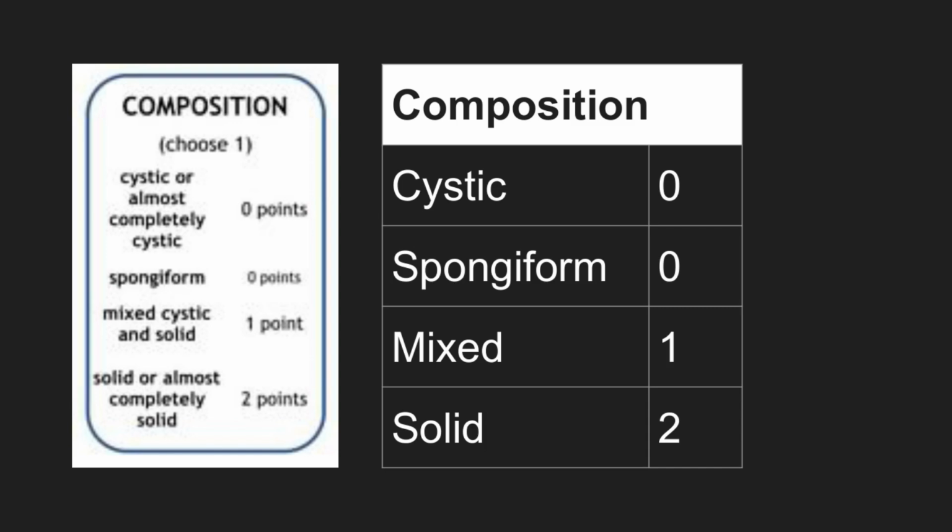In the TI-RAD system, the first seismic feature is composition, or cystic. We laymen can just make it binary and remember simply cystic or solid. The key is, the more solid, the more malignant. Here, cystic scores 0, spongiform scores 0, mixed type scores 1, solid scores 2.